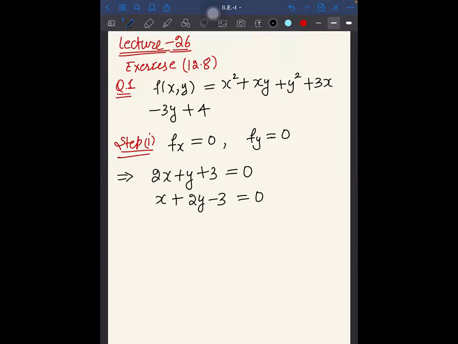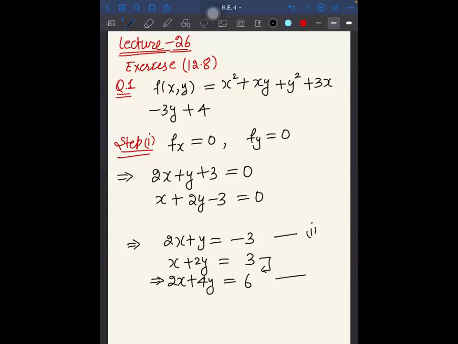Yes, sir. Now we'll solve these equations, just like we solve linear equations. Let's say we multiply this second equation by 2, and now we subtract these equations. Let's say this is 1, this is 2, and 1 minus 2 gives y minus 4y, that is minus 3y, and 3 minus 6, that is minus 3. So y is equal to what? 3. So if y is 3, you can get the value of x as well.